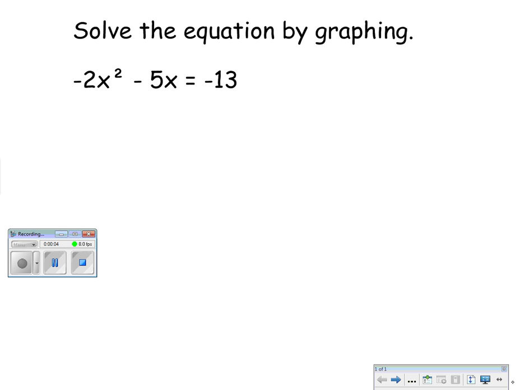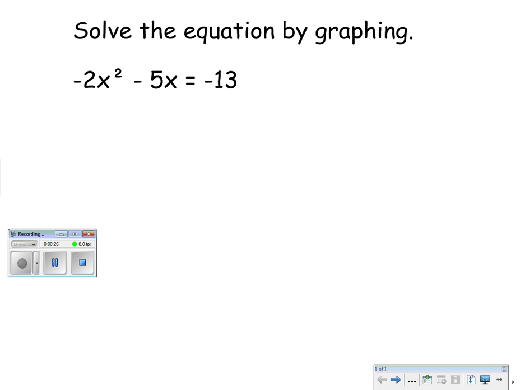How to use your graphing calculator to find equation solutions. Any quadratic equation you can solve by graphing. It's just whether or not you have the tools to do it. You can't guarantee that your solutions are ever going to be rational. They might have a lot of decimals. So graphing by hand isn't really the way we want to do it if we can keep from doing so.